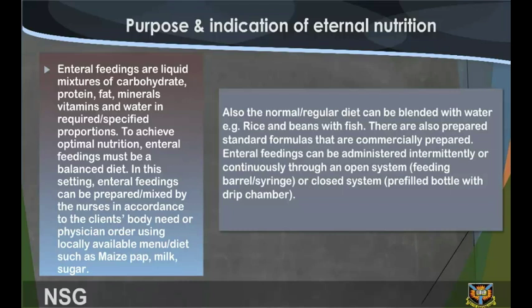Also, the normal regular diet can be blended with water, for example, rice and beans with fish. There are also prepared standard formulas that are commercially prepared. Enteral feedings can be administered intermittently or continuously through an open system, feeding barrel or syringe, or closed system, prefilled bottle with drip chamber.